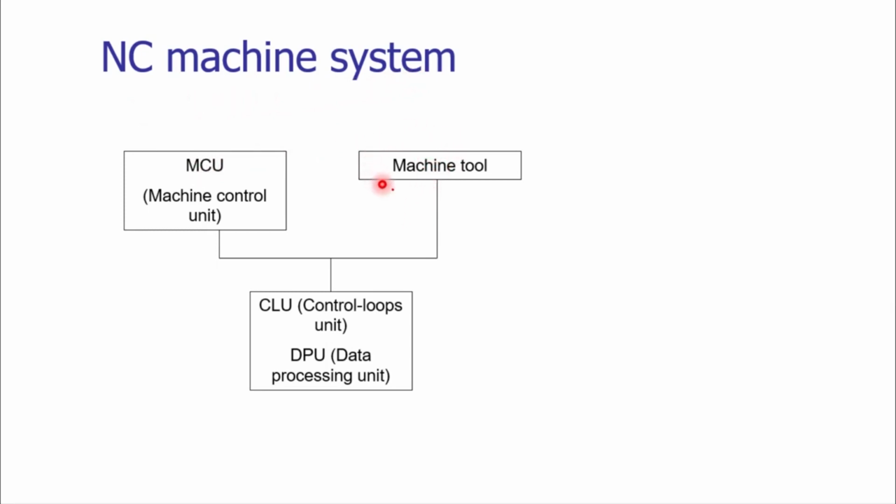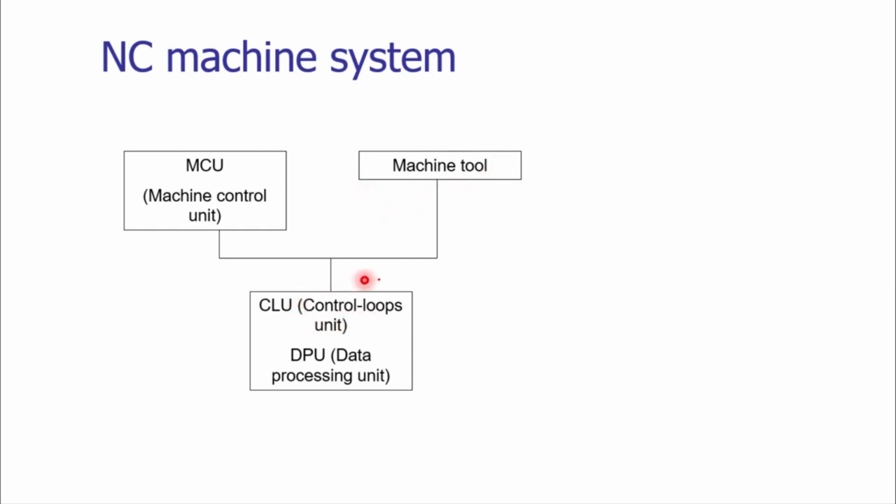The NC machine system basically has three parts. The first part is the machine tool, the hardware of the machine tool, with various elements such as the bed, table, cutting tool, spindle, and various drives. Then we need a machine control unit. This is electronics hardware controlling the various axis movements of the machine tool. It gives signals to the machine tool elements and gets the work done.